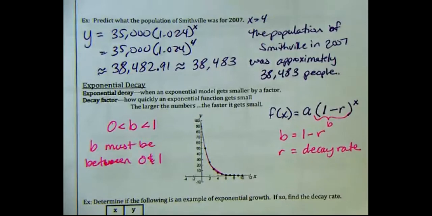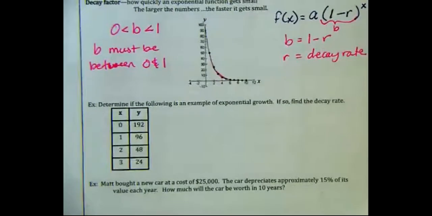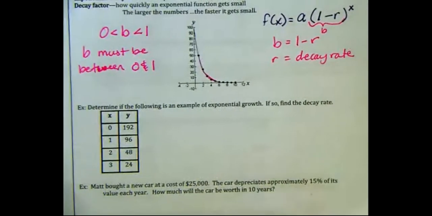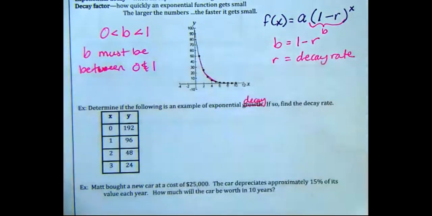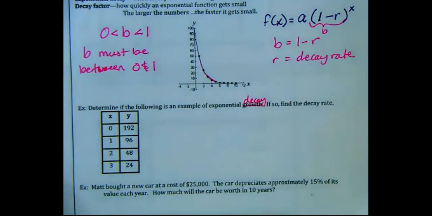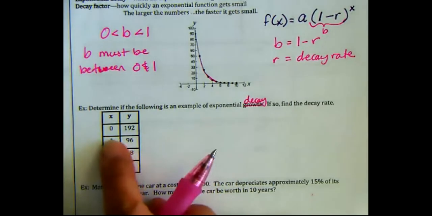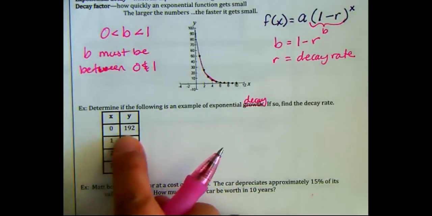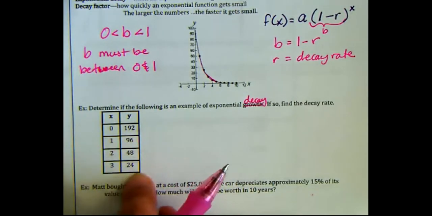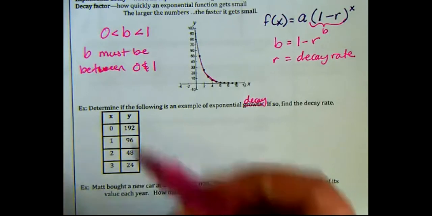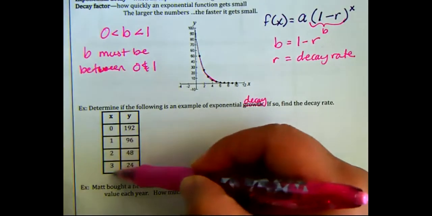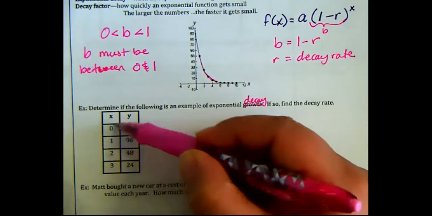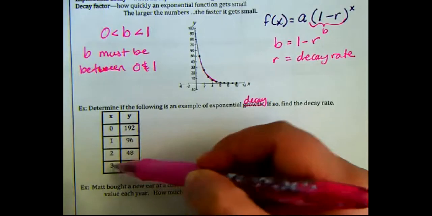There's a typo here in an example. Determine if the following is an example of exponential decay. If so, find the decay rate. So over here we have 0 and 192, 1 and 96, 2 and 48, 3 and 24. So notice my x's this time are increasing by 1. It doesn't really matter what they're increasing by as long as it's a consistent increase.